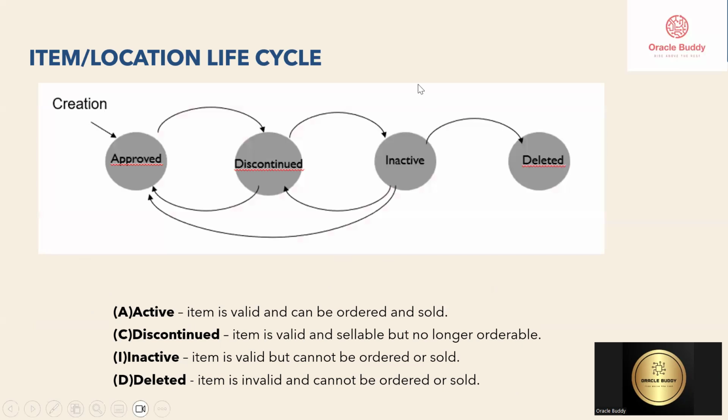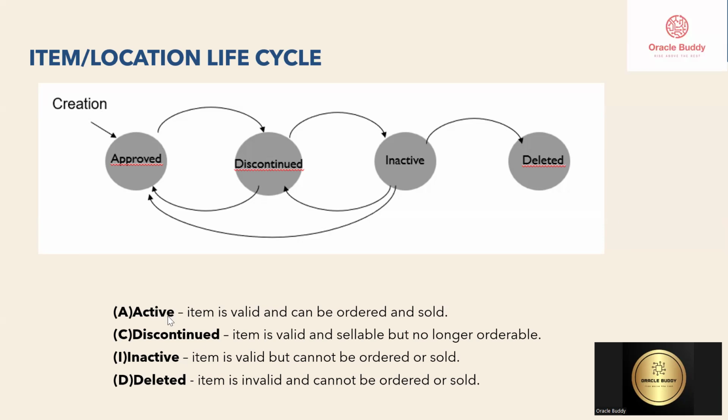Next, we will discuss the item location life cycle. Just like the item life cycle, when the item location is ranged, it also has a cycle. There are different item location statuses: approved, discontinued, inactive, and deleted.